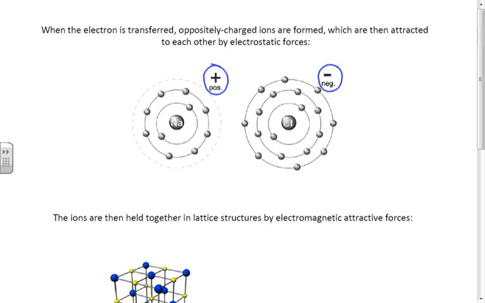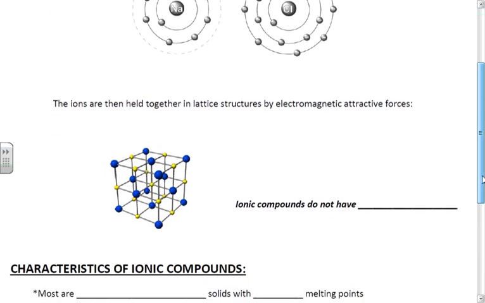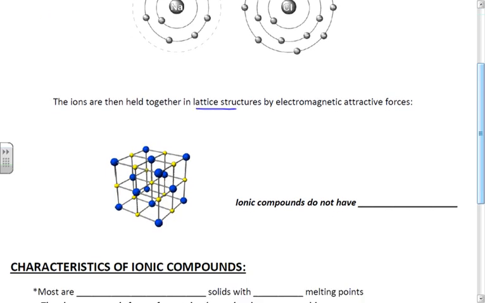And then we have an attractive force between them. An electrostatic force is what a bond actually is in an ionic compound. It's just an attraction between the positive ion and the negative ion. And whenever they're all held together, they're going to have a lattice structure. Sometimes it's called a crystal lattice structure. And those electromagnetic attractive forces hold it all together.